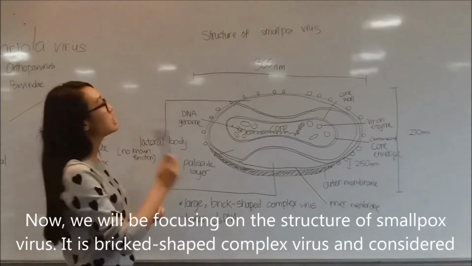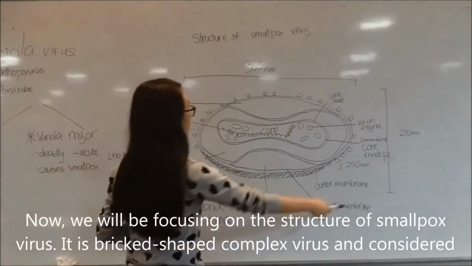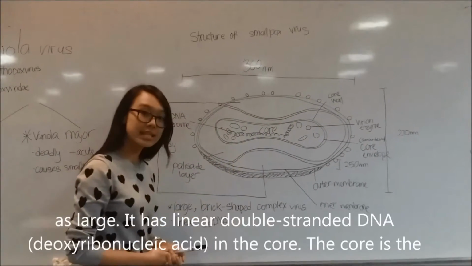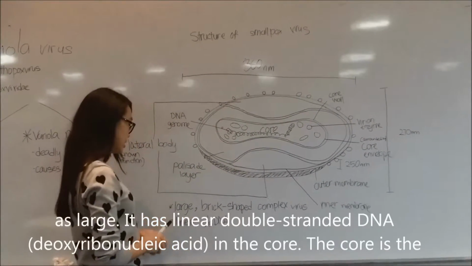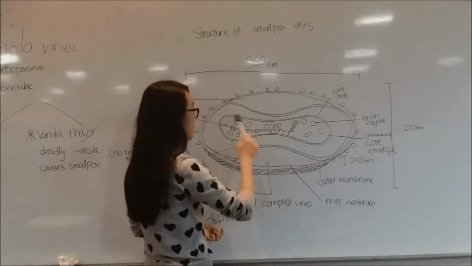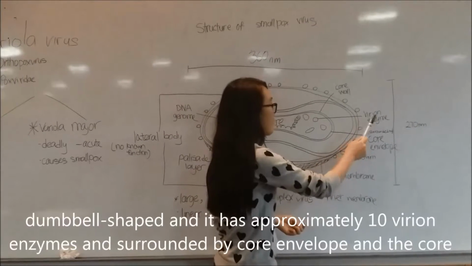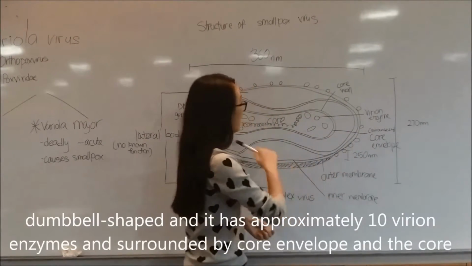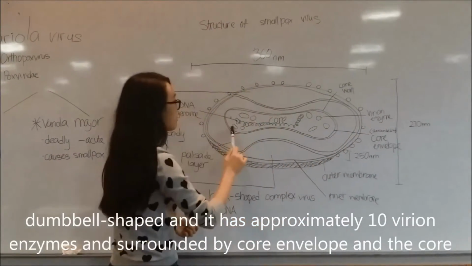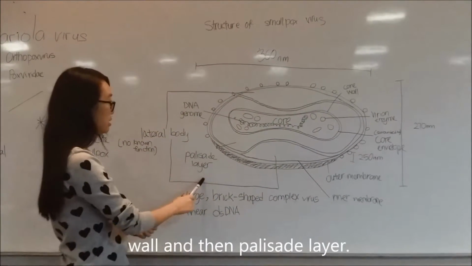Now we will be focusing on the structure of the smallpox virus. It's a brick-shaped complex virus and is considered large. It has a linear double-stranded DNA in the core. The core is dumbbell-shaped and it has approximately 10 variant enzymes, and is surrounded by the core envelope, a core wall, and then the palisade layer.